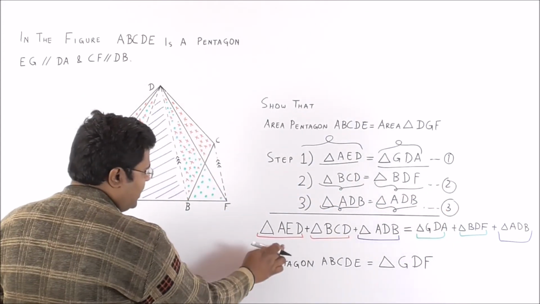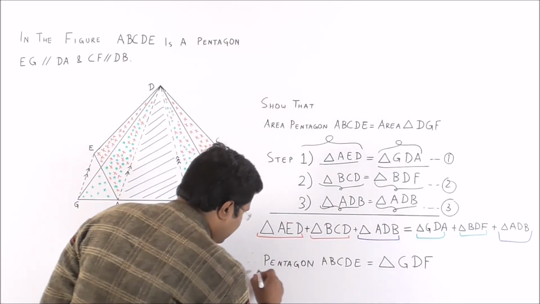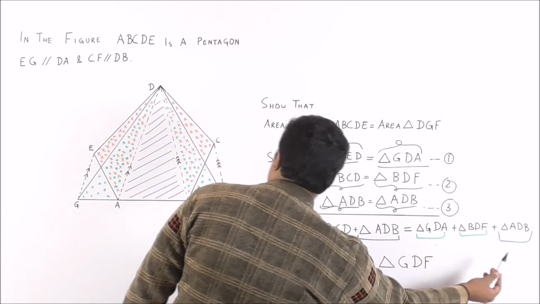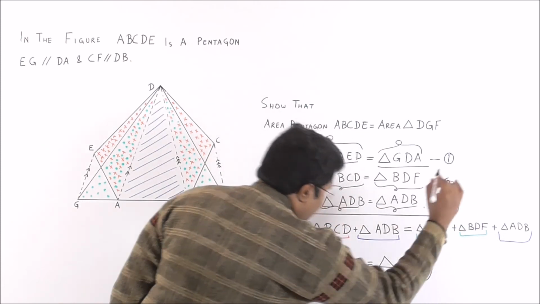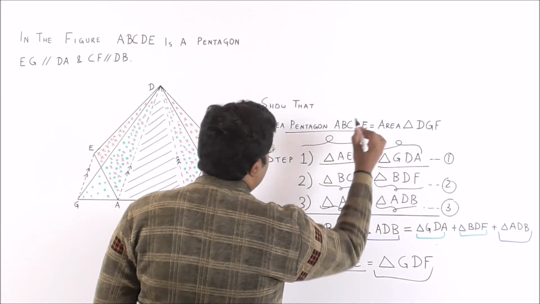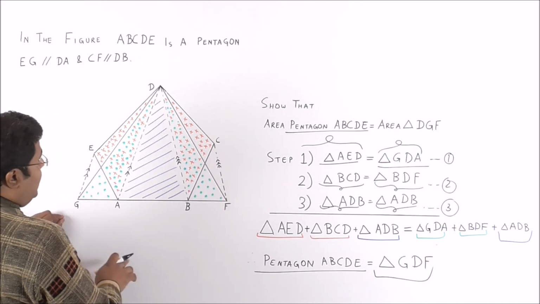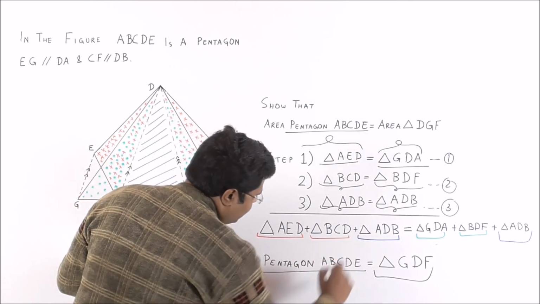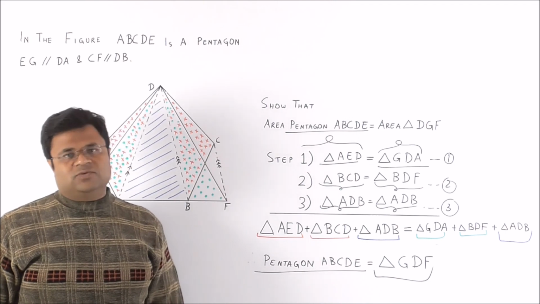Once you add them, you get the red triangles and the blue part, which together make the pentagon ABCDE. And then we have these 2 green triangles and the blue part, which is common, that makes the main triangle GDF. Now let's see, we were to prove that area of pentagon ABCDE is equal to triangle DGF. So we have proved that the pentagon ABCDE is equal to triangle DGF in terms of area.